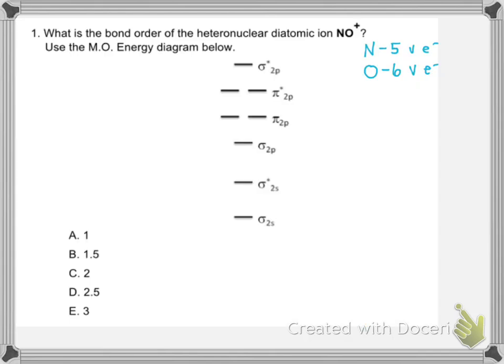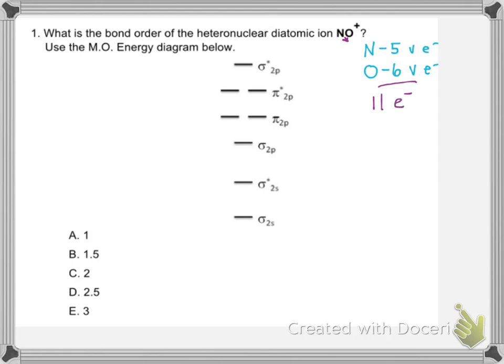Okay, first we have a molecular orbital theory question. We want to know the bond order of the nitrosonium ion. Let's find out. So, first thing we need to do is count the valence electrons. Nitrogen has 5, and oxygen has 6. So, we're going to add those together, and we would get 11 valence electrons.